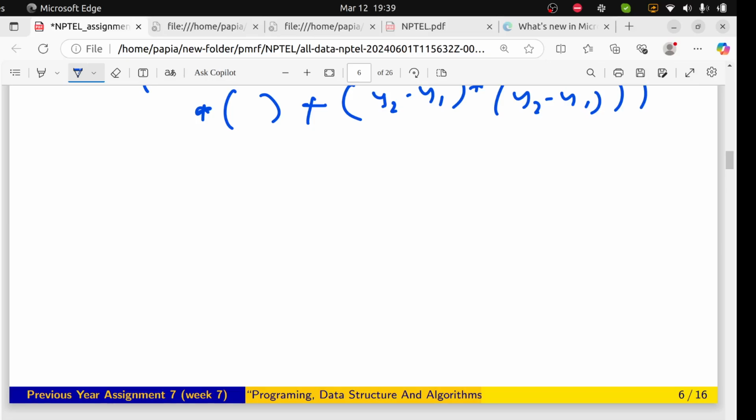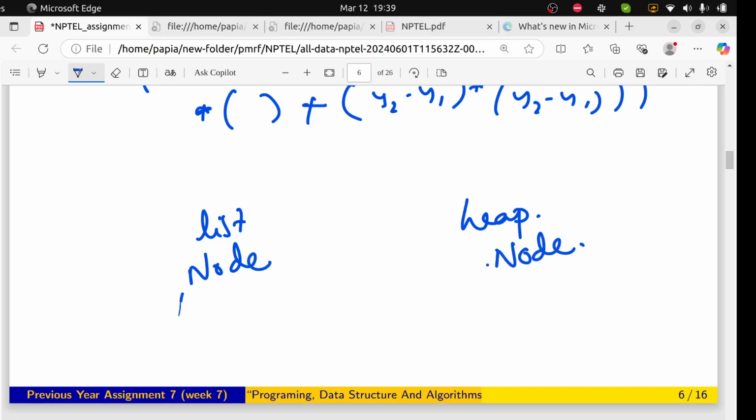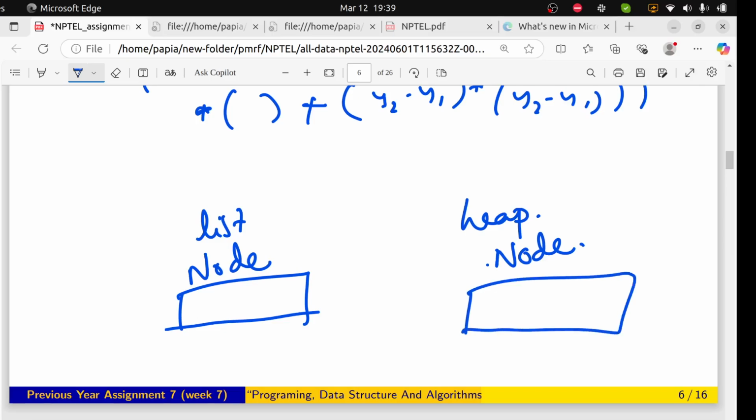Okay, just to remind you of another thing. There was one list in that lecture itself. I am not telling all these things outside the lectures. In that lecture series, there was one list and another one was heap. To have the list, there was one node, and here as well there was a node. So what was the structure of that node for the list? Can you remember? And what was the structure for the heap?